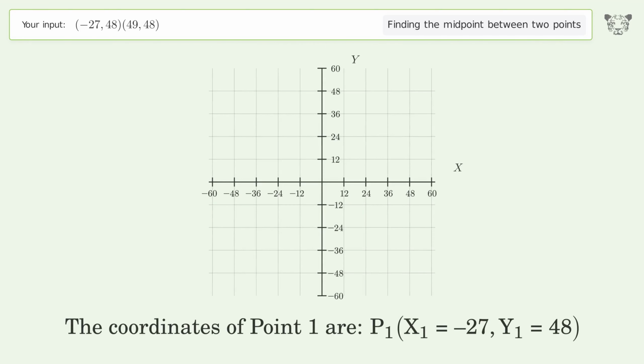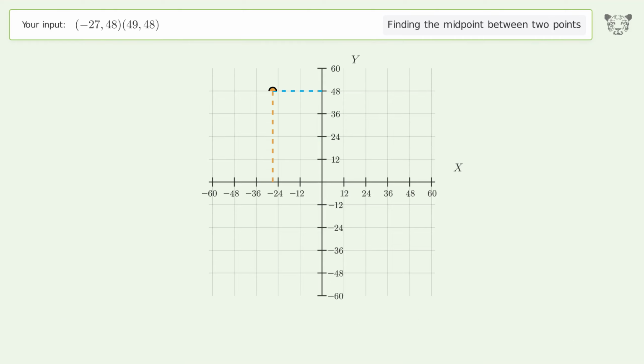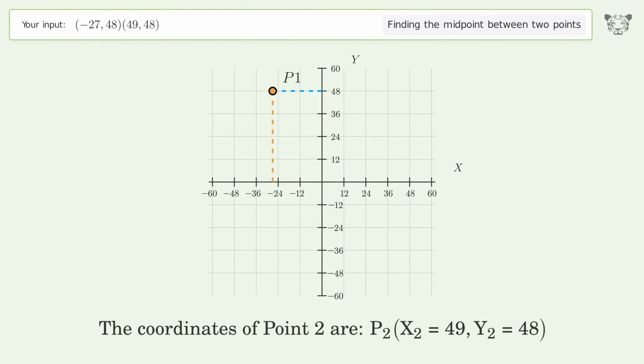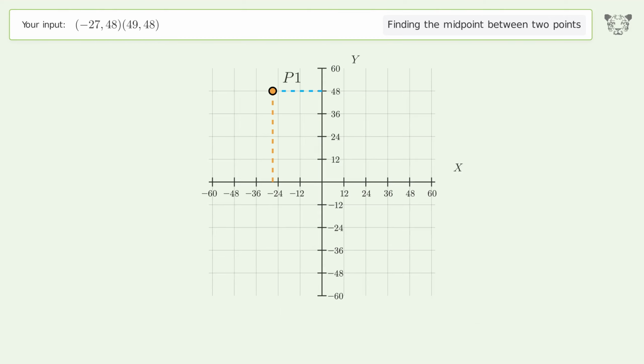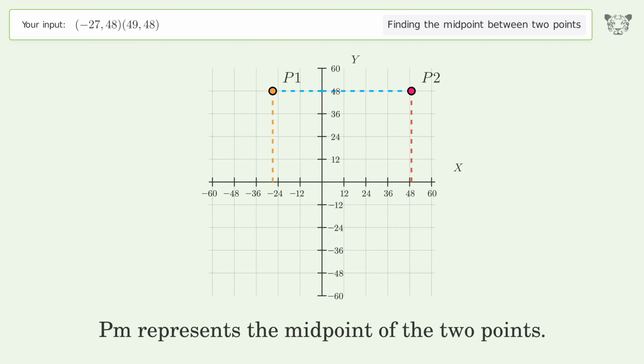The coordinates of point 1 are x1 equals -27, y1 equals 48. The coordinates of point 2 are x2 equals 49, y2 equals 48. PM represents the midpoint of the 2 points.